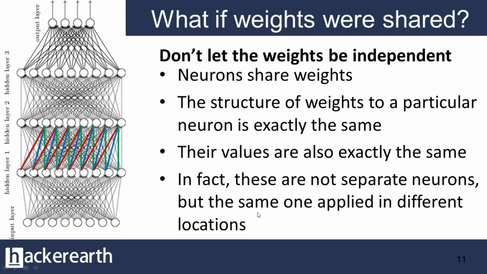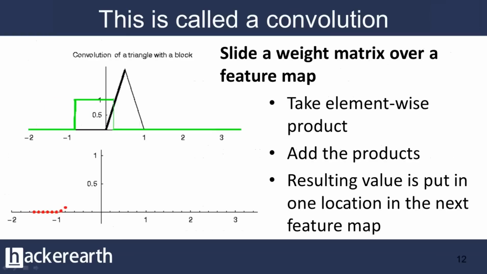In fact, they are not separate neurons, but they are the same neuron applied in different locations. And the number of inputs that it gets is not the entire previous layer, but a small portion of the previous layer. So this concept is called convolution.